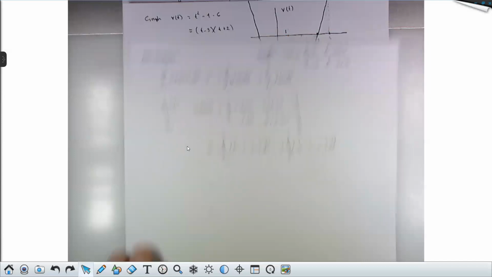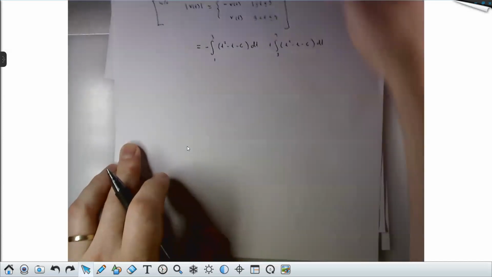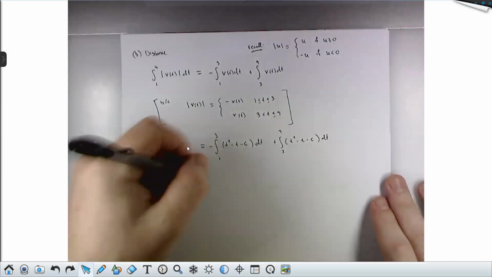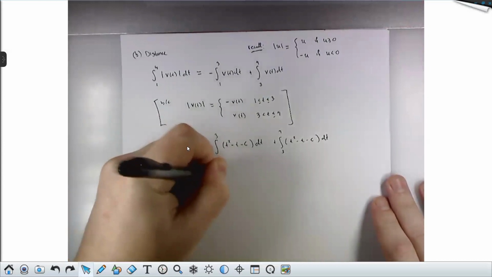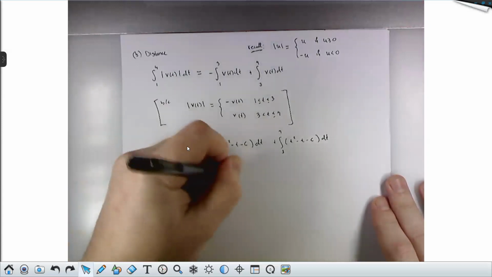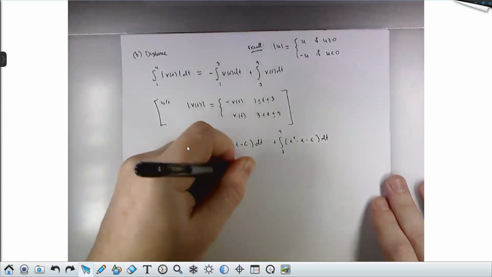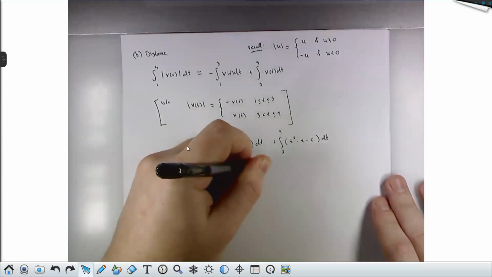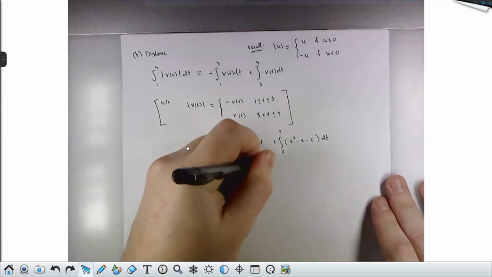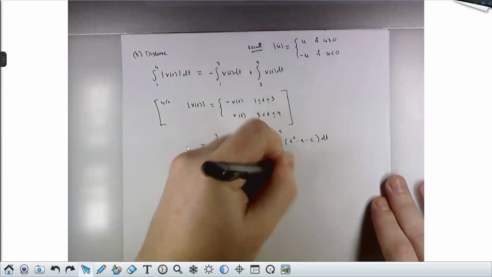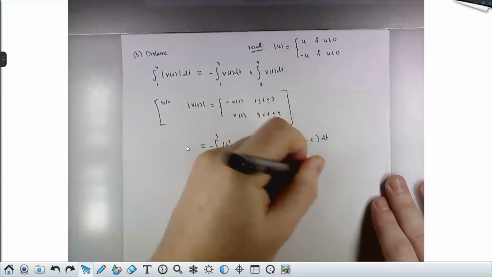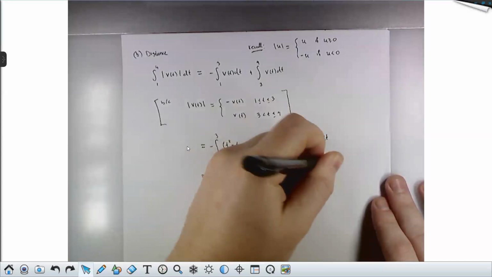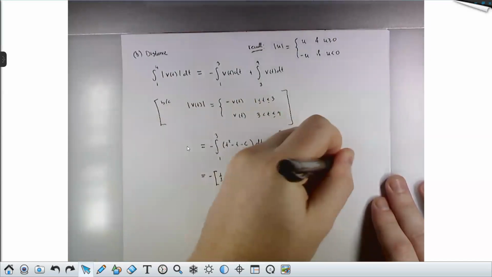Alrighty then, let's do the integrals. The antiderivative step for each of these is the same as the previous problem because it's the same function. This is 1/3 t cubed minus 1/2 t squared minus 6t evaluated from 1 to 3, plus 1/3 t cubed minus 1/2 t squared minus 6t evaluated from 3 to 4.